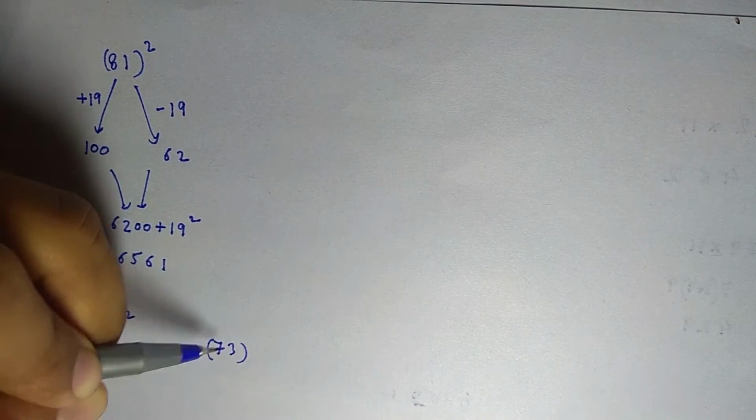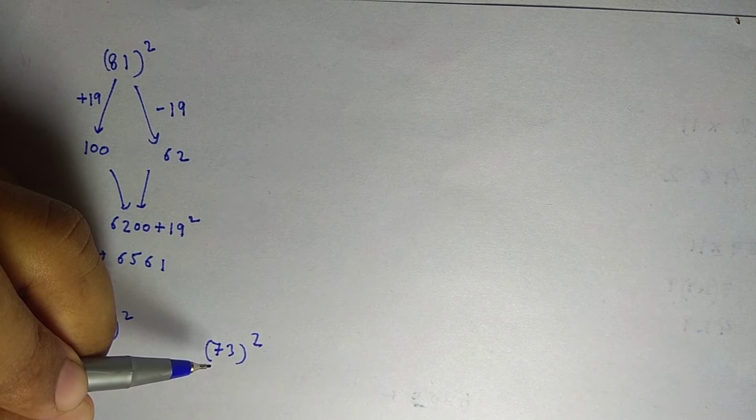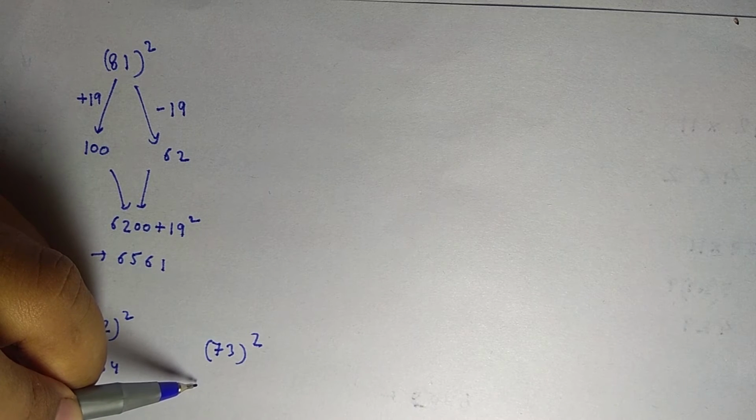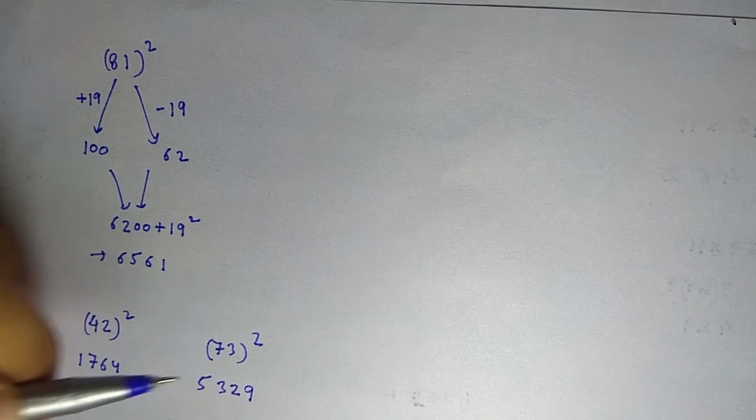Now next up is 73 squared. 73 plus 27 is 100. 73 minus 27 is 46. 46 times 100 is 4600, and adding 27 squared, that is 729, to 4600 gives me 5329.